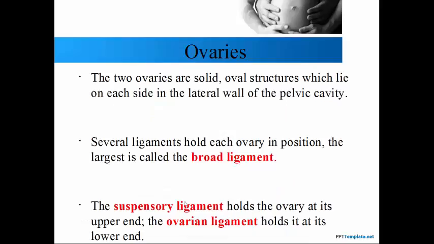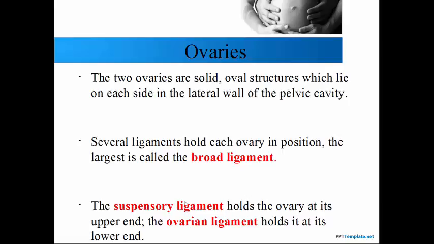Alright, we'll start first with the ovaries. The 2 ovaries, both right and left, are going to be oval in shape and fairly solid structures that lie on either side of the lateral wall and pelvic cavity. There are a large number of ligaments that can hold these 2 structures in place, but we'll just mention a few of them. The largest one is called the broad ligament. It kind of drapes all the way across the pelvic cavity, from end to end.